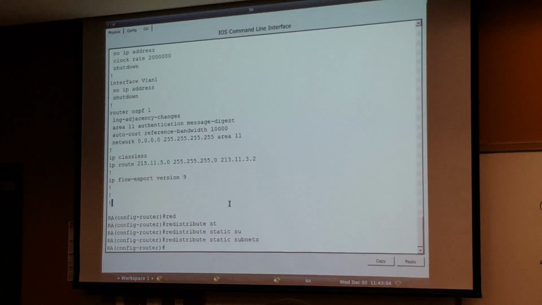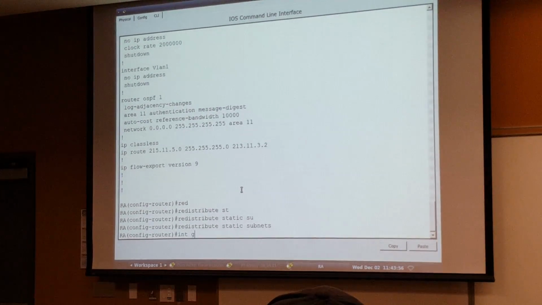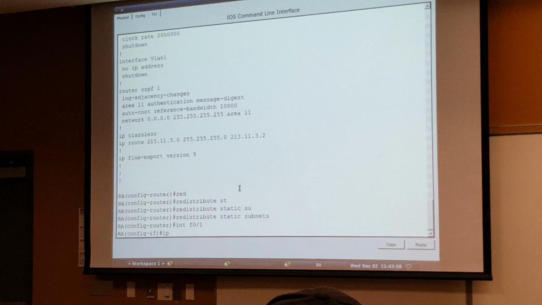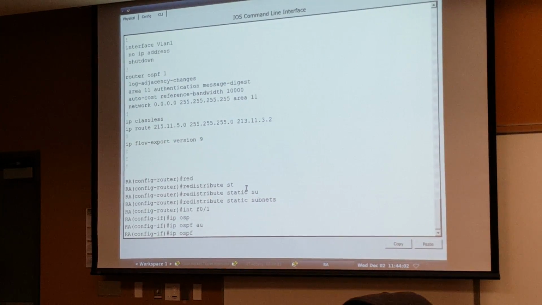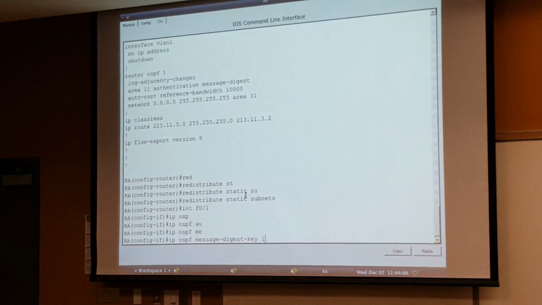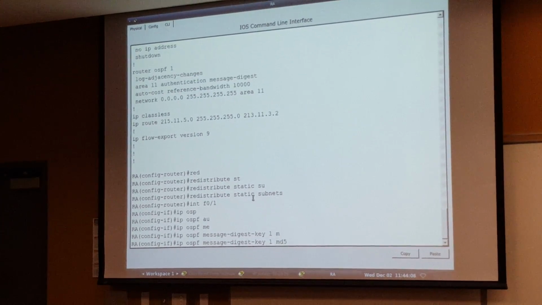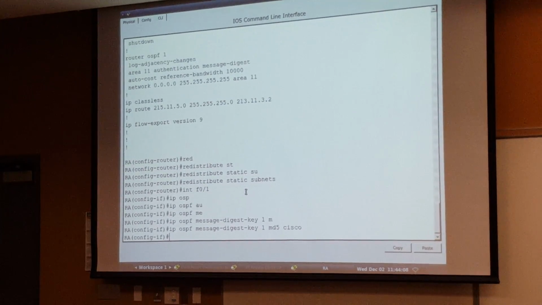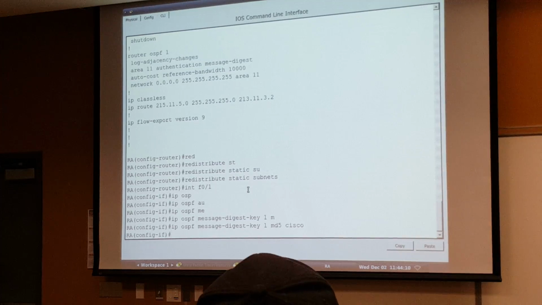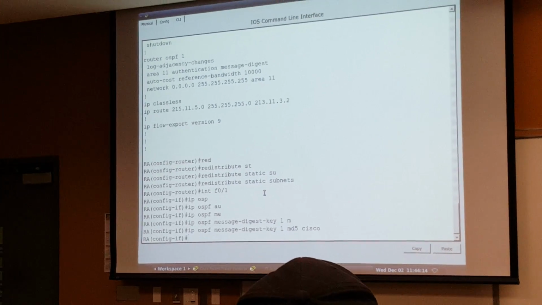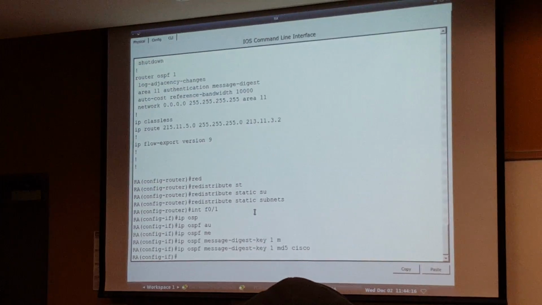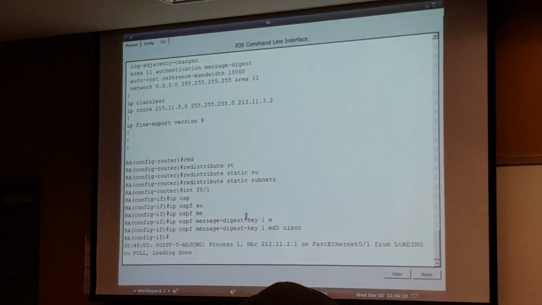On F0/1, configure the key. IP OSPF message digest key 1 MD5 Cisco. I don't have any neighbors. There we go.